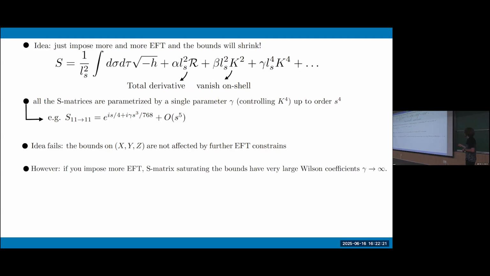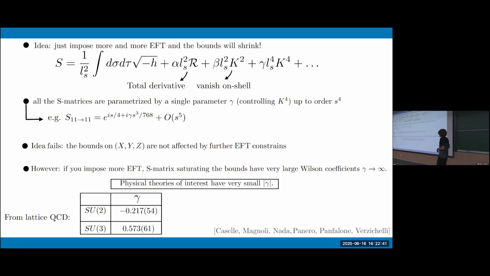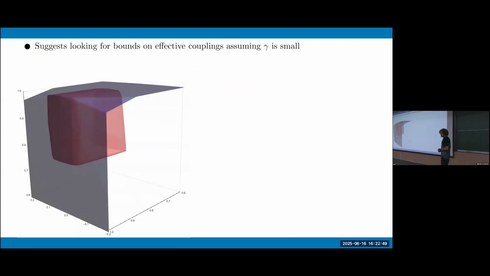However, they fail in an interesting way. We learned that as we impose more EFT, the S matrices that saturate the previous bounds must have very large Wilson coefficients, which means that the EFT is breaking down at arbitrarily low scales. This is very unphysical. In fact, physical theories of interest have very small values for this parameter gamma. For example, lattice QCD has measured this parameter gamma in SU(2) and SU(3) theory, and they are order 1/10. So this suggests looking for bounds on these effective couplings, assuming that gamma is small. For example, gamma smaller than 0.7 includes the lattice constraints.